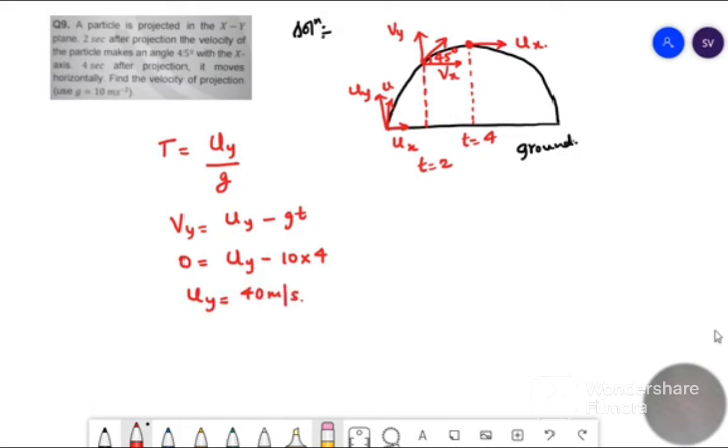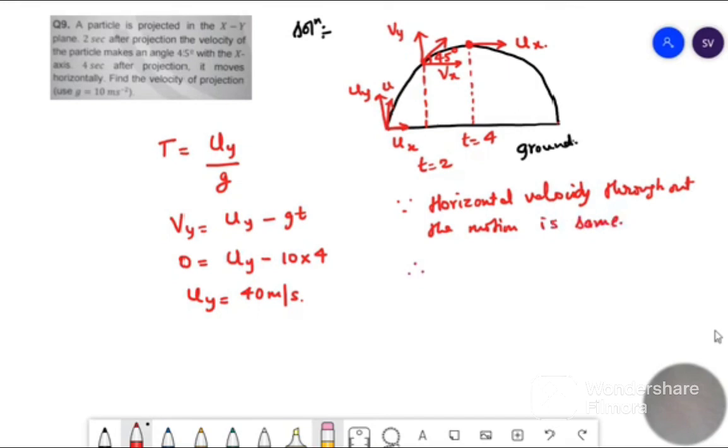Now at 45 degrees we know that vy will be equal to vx. Alright, so vy equals vx at 45 degrees, and this 45 degrees is achieved at t equals 2. Right, now since in projectile motion the horizontal velocity is always the same throughout the motion, therefore we can say, what is our vy?